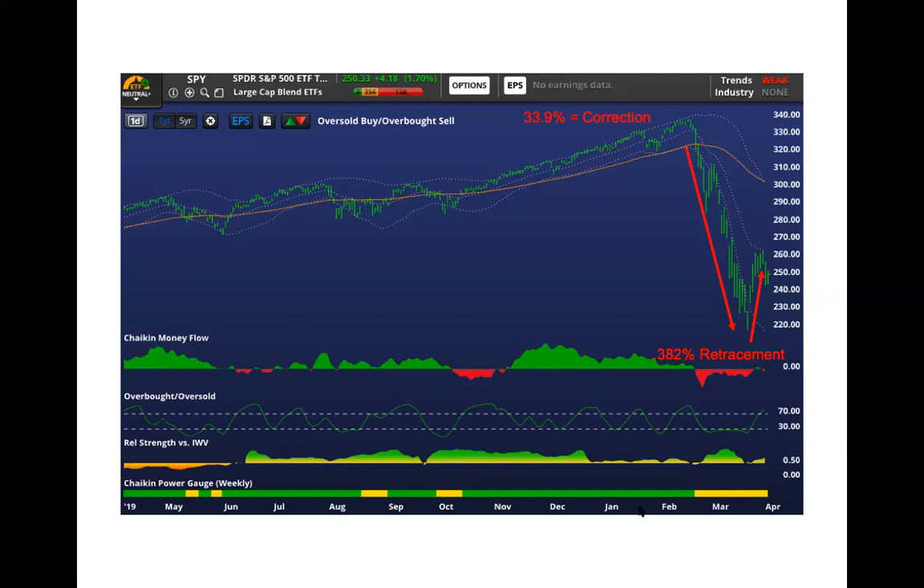Also on this chart, right below the 382 retracement label, because that's what we've just had. We had a correction of 34%. Once we exceeded 20% on the downside on a closing basis, we officially went into a bear market.